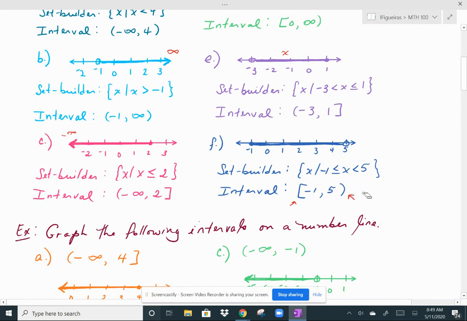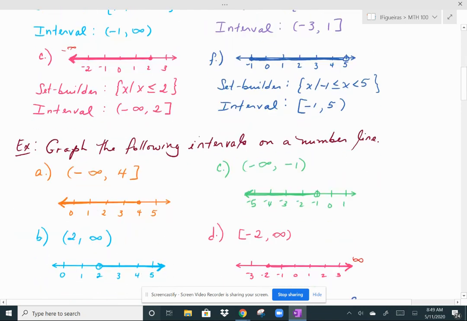All right, so now let's go in the other direction. In these next examples, I'm giving you intervals and we're going to create the number line. So the first example is that we want to represent the interval from negative infinity to 4 on a number line. So that means that you want to shade to the left, negative infinity, all the way up to 4. I want to include 4, so we color in this point here. It's a closed circle, and you're done.